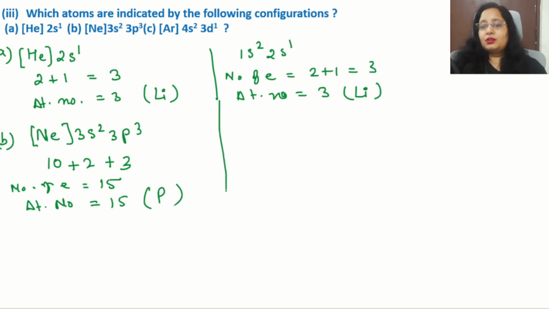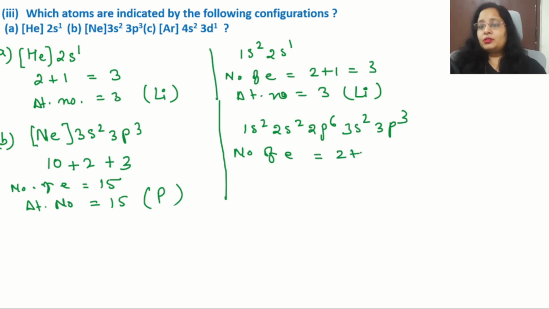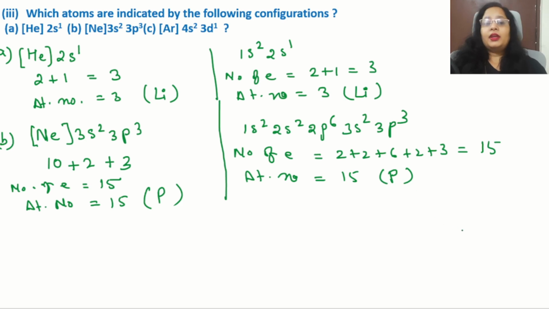Simple. So in the second way, if we are going to solve it, we will write the full configuration until 3p3. So write 1s2, 2s2, 2p6, 3s2 and 3p3. From here we will write the number of electrons. It should be 2 plus 2 plus 6 plus 2 plus 3. It is total 15. So the atomic number is equal to 15 and the element in the periodic table, 15th number is for phosphorus.